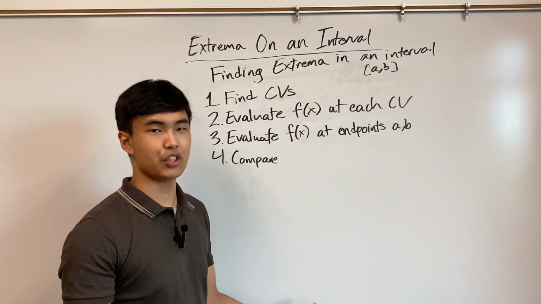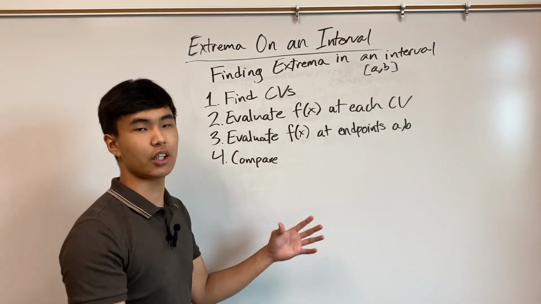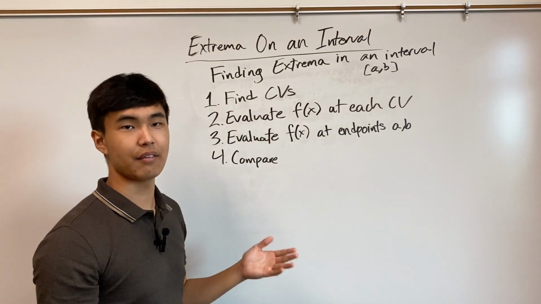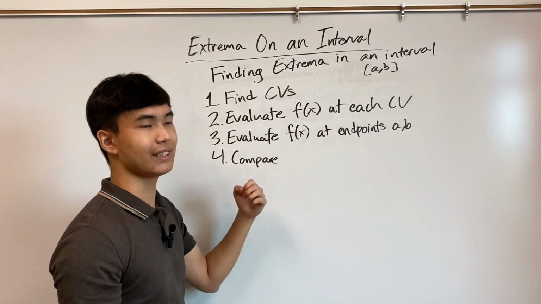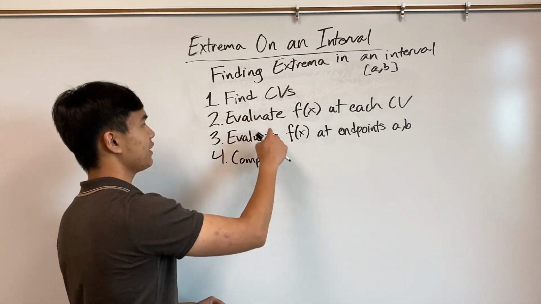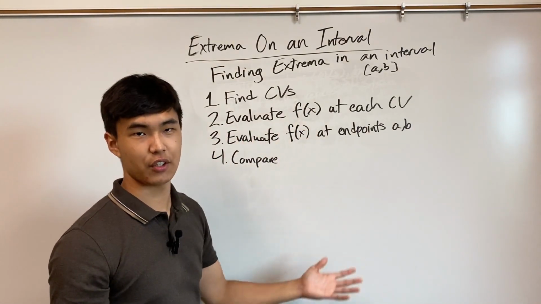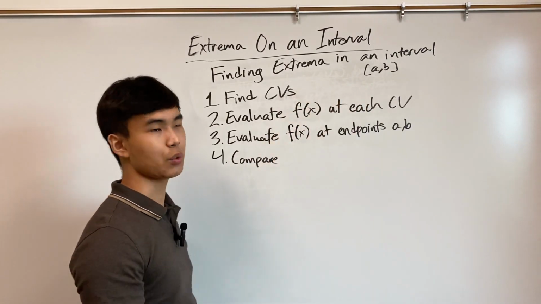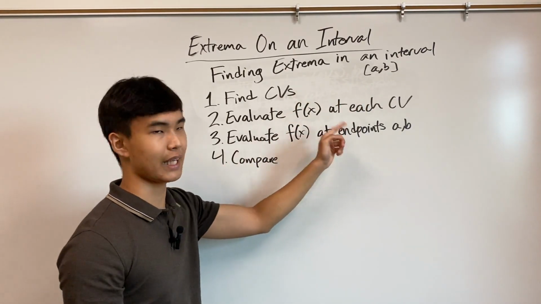Now, using everything we've just gone over, this is how you find extrema on a closed interval a to b. First, we want to start by finding the critical values of the function. And remember, we do that by differentiating it and then setting it equal to 0 and solving for x, or considering when it's undefined. Then we're going to go ahead and evaluate f of x at each critical value. And then after that, since we're in a closed interval, we have to consider the endpoints too. So we're going to evaluate f of x at the endpoints a and b.